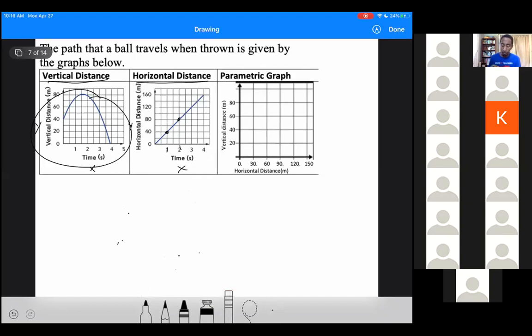What a parametric graph is, is when you introduce both of these components together with the parameter of time in mind. Now when we're graphing horizontal distance as the x and vertical distance as the y, you're getting a picture of what the ball actually looks like visually, but with the parameter of time in consideration. So what do we mean by that?